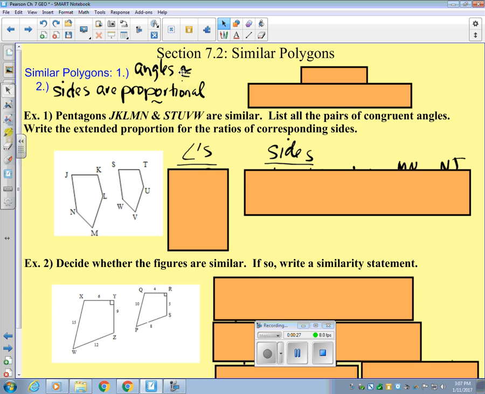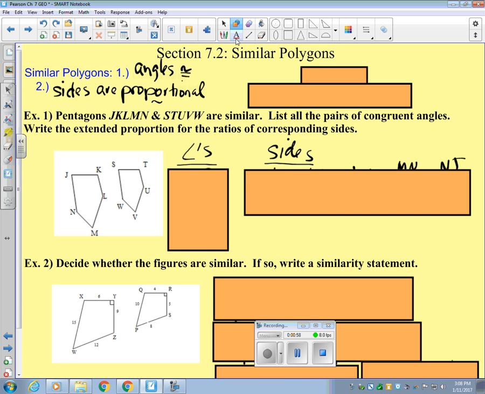We're used to talking about congruent polygons. So we're going to move from being congruent, where all the sides and all the angles are the same, to similar polygons, where all the angles are the same, but the sides are proportional. So in our first example, we have pentagon JKLMN and STUVW are similar.